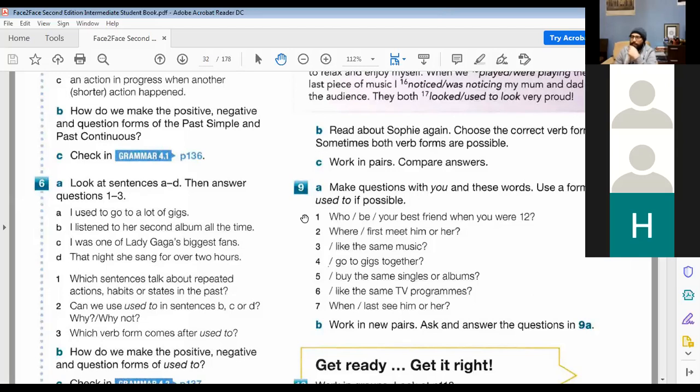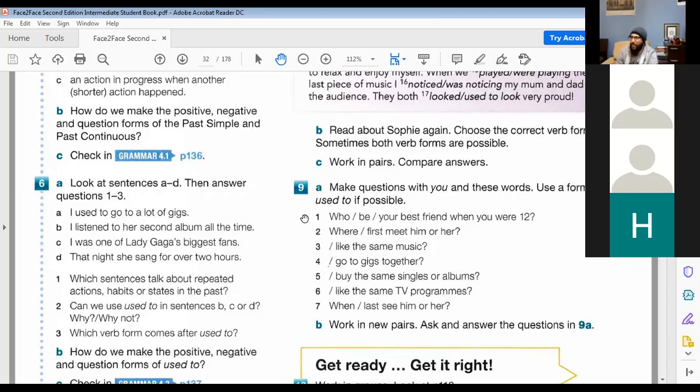So first of all, we need to decide. Here's something that might help in this question. You need to decide from the beginning, is the thing in the question a state? Is it a repeated action in the past, or is it a one-time thing? This is what you need to think of, okay? Because if it's repeated or if it's a state, then you can easily use used to, right?